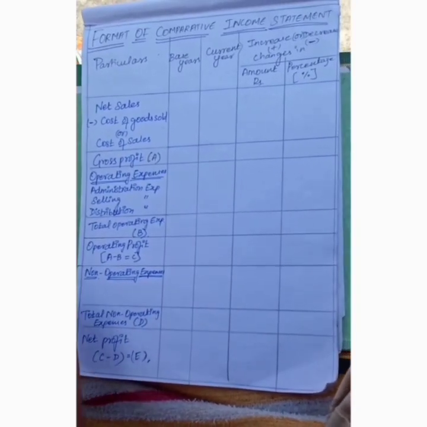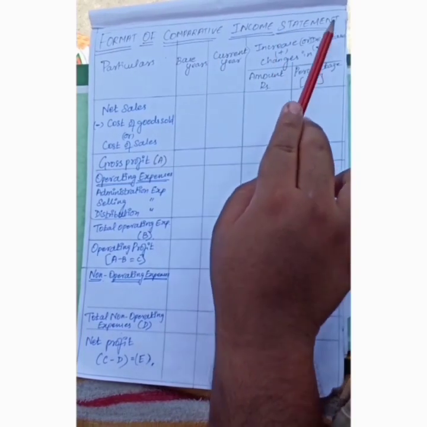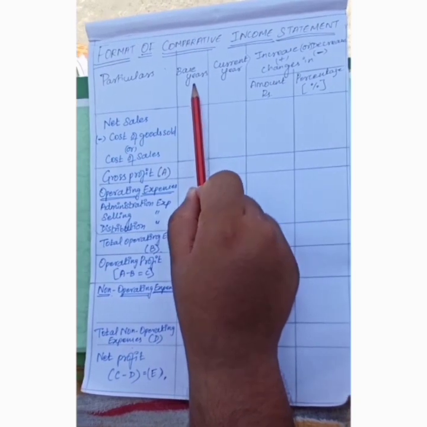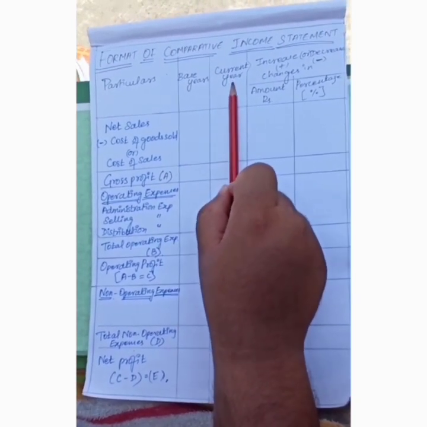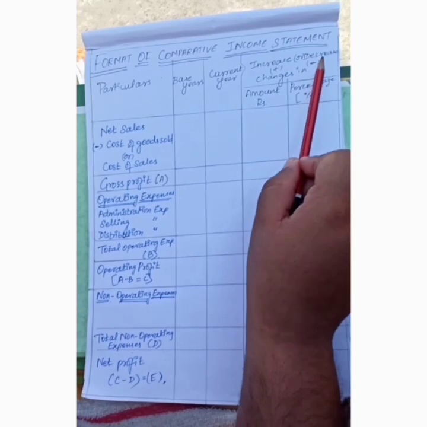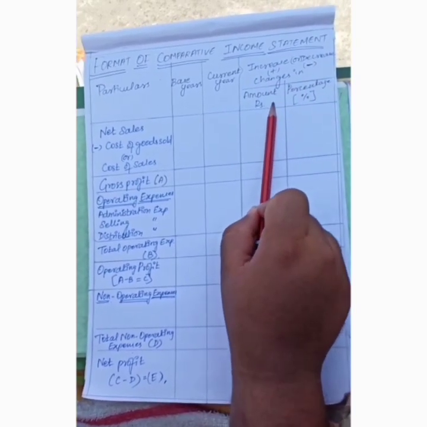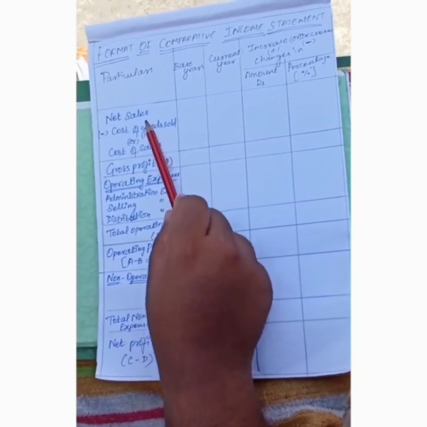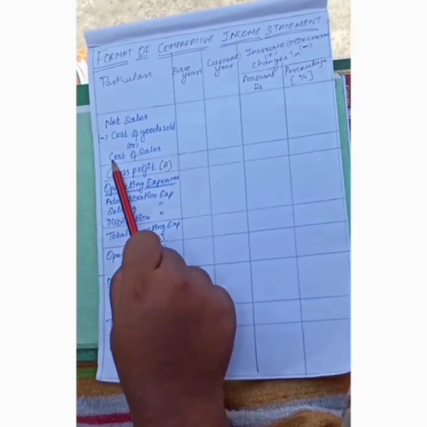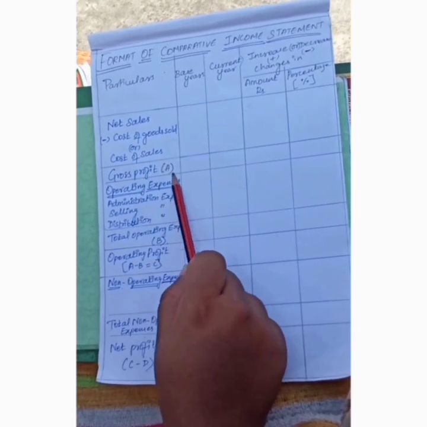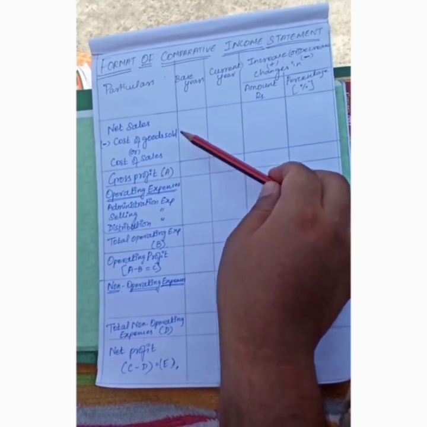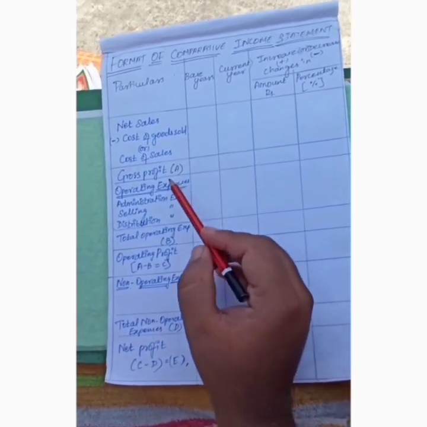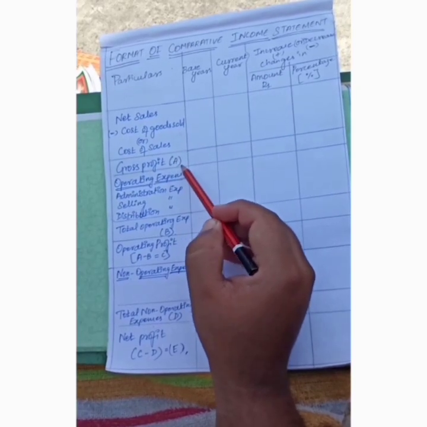Now I am going to explain the format of the comparative income statement. The first column is particulars, the second column is base year, the third column is current year, the fourth column is increase or decrease in amount, and the fifth column is percentage. First is net sales minus cost of goods sold or cost of sales, which gives gross profit. That answer I mention as alphabet A.